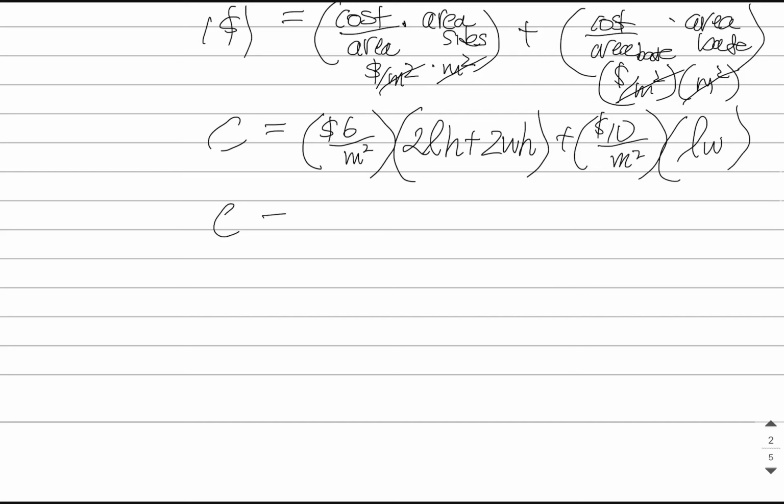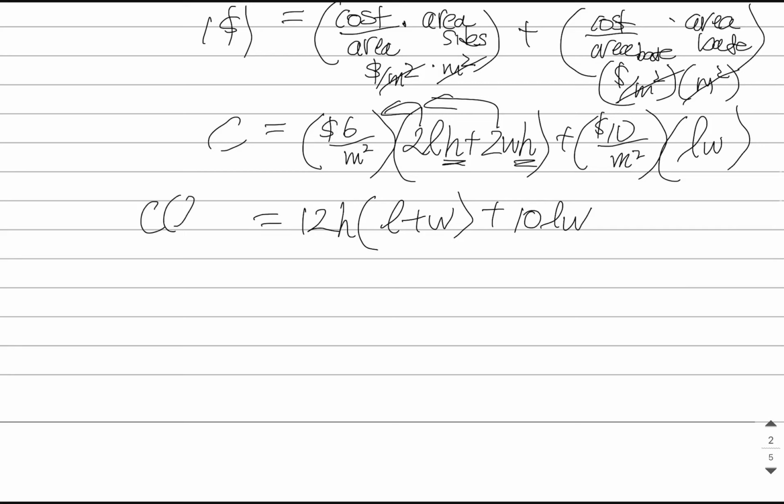So if I simplify this, here's what I'm going to find. There's a common factor of 2 that I can take out, so I'll have a 12. There's another common factor of H that I can take out, so I'll remove that. And then I'll have an L plus W times 10, L times W.